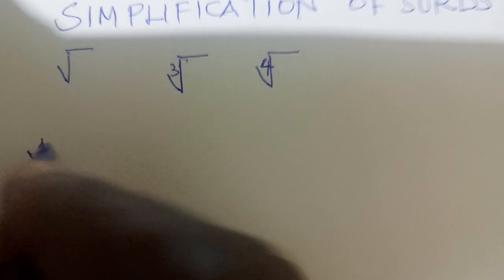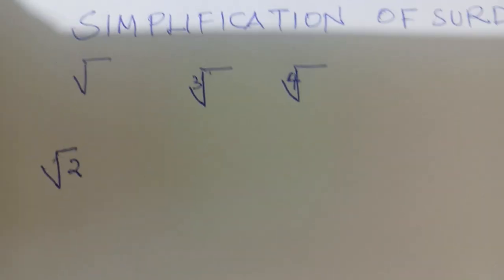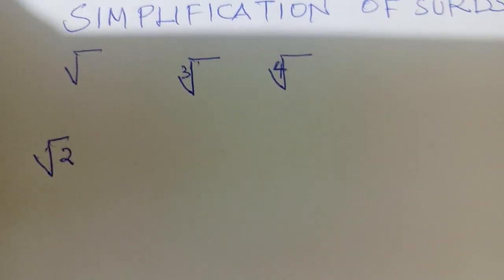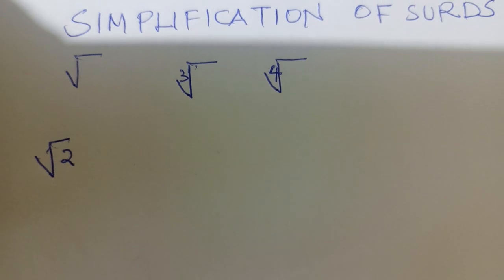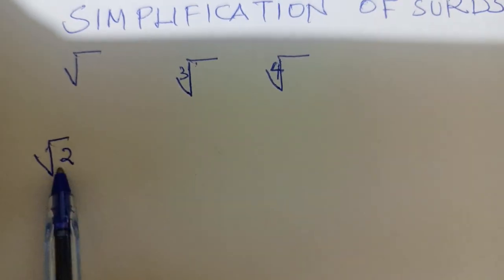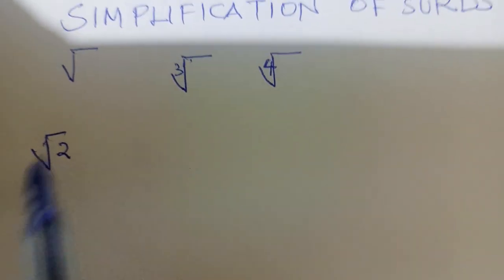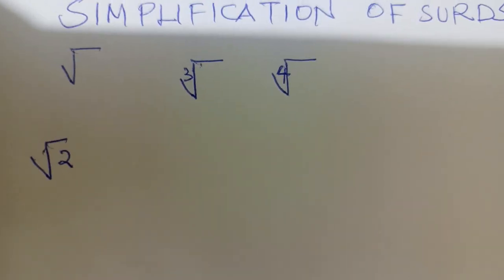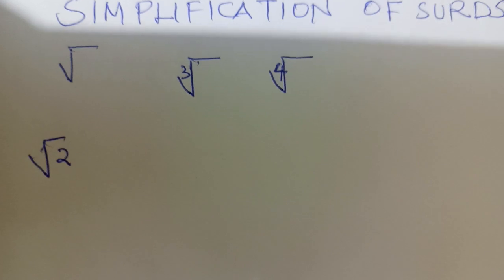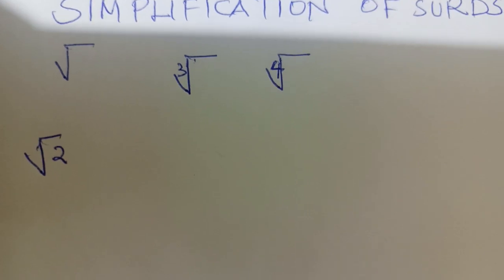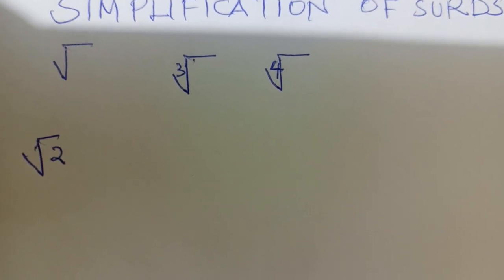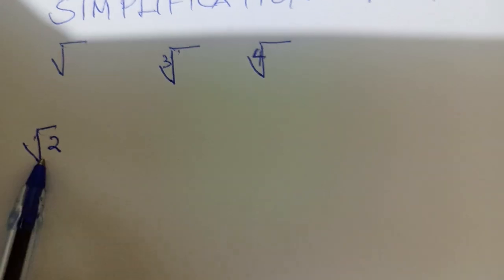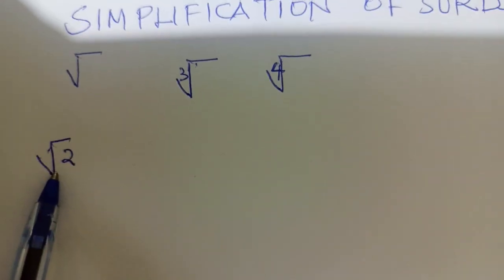So if you have any root that is not exact, for instance the root of 2, this is not exact. If you find its root even from your mathematical tables or calculators, you don't get an exact value like you would with, for instance, root 4. The square root of 4 is 2. We call that exact, and therefore root 4 is not a surd. But root 2, the square root of 2, is a surd.